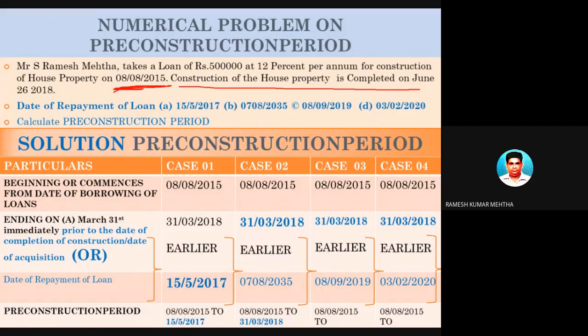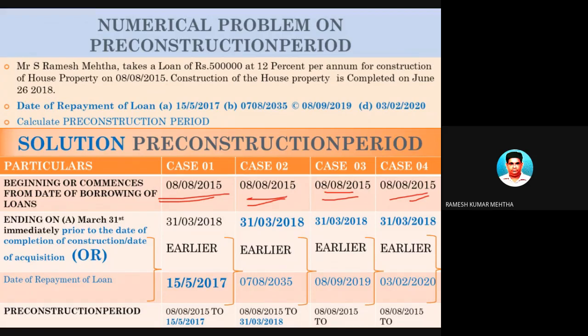Now, the construction of the house property is completed on June 26, 2018. So in all the cases, the construction of the house property was completed on June 26, 2018. So the starting point is 8/2015, no problem as such as far as the starting point of the pre-construction period is concerned. Number two is, now where does it end?